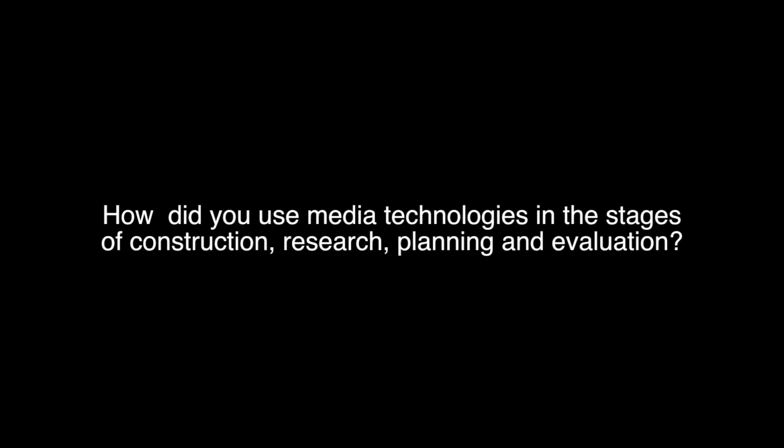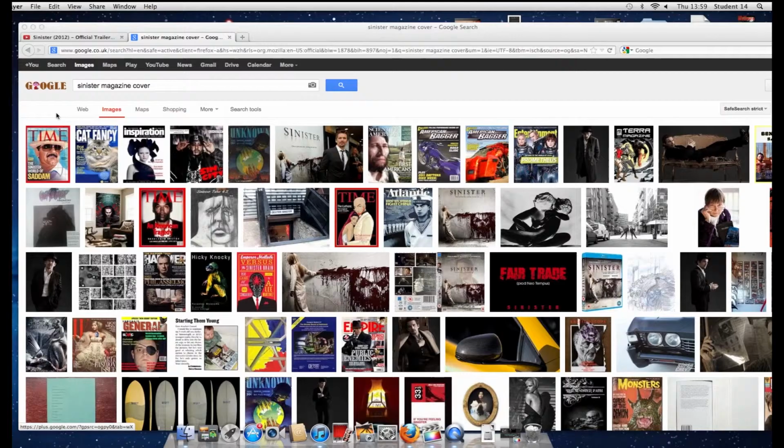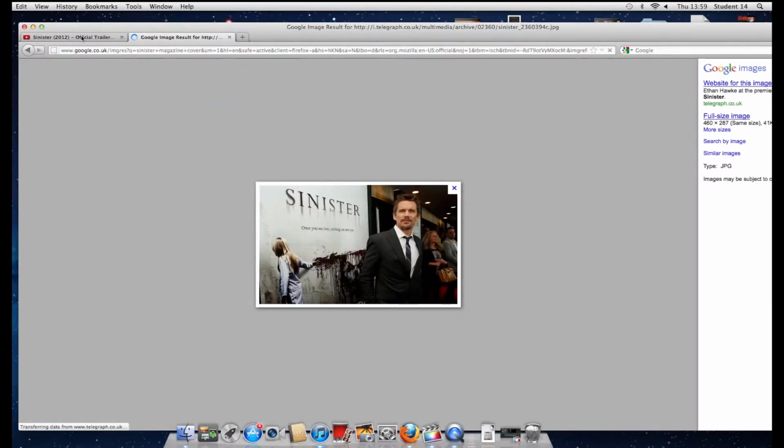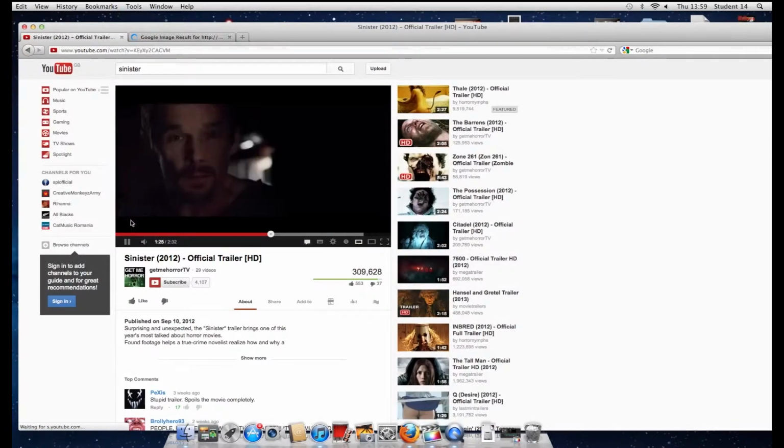How did you use media technologies in the stages of construction, research, planning, and evaluation? Exploring how we use media technologies in the construction, research, planning, and evaluation, we are firstly going to talk about the media technology itself.